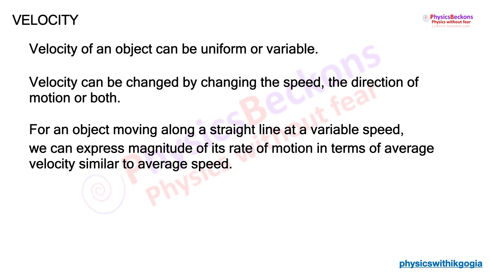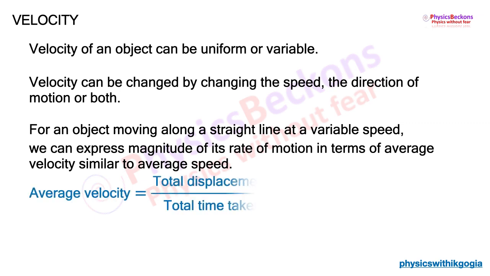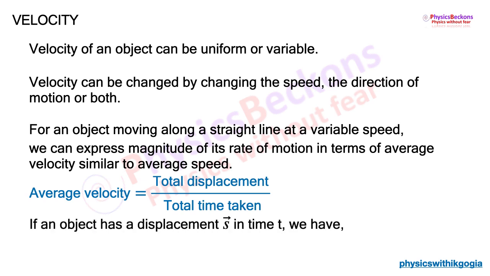If an object is moving along a straight path with a variable speed, we can find its average velocity as the ratio of total displacement to total time. If S vector denotes the displacement and T the time, we have average velocity equal to the ratio of displacement vector S over time T.